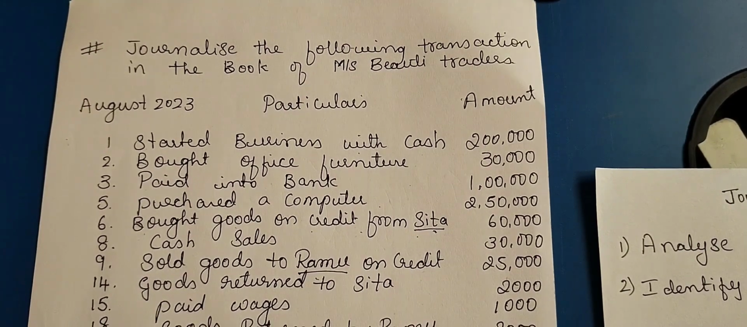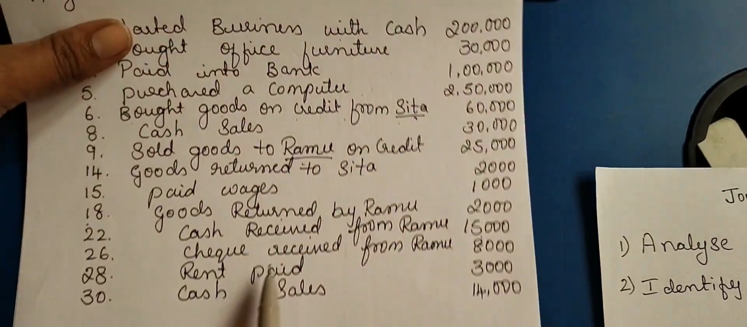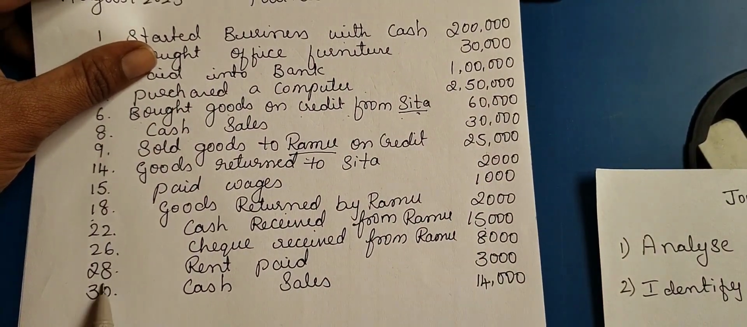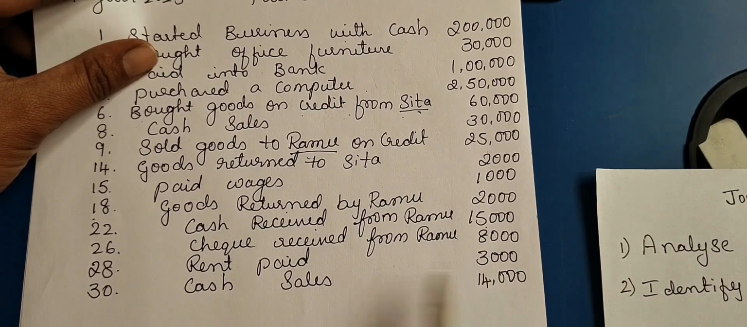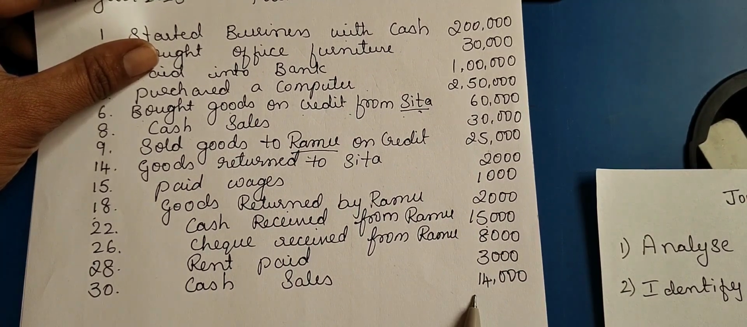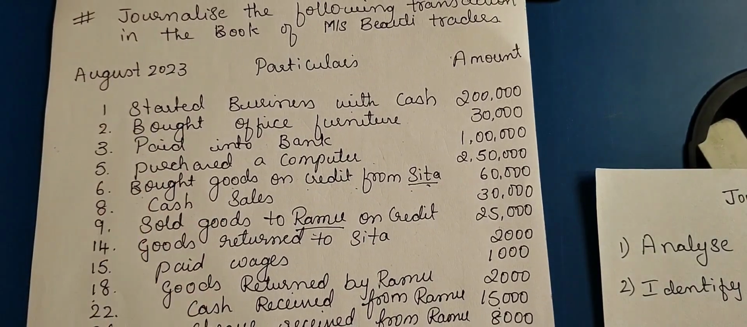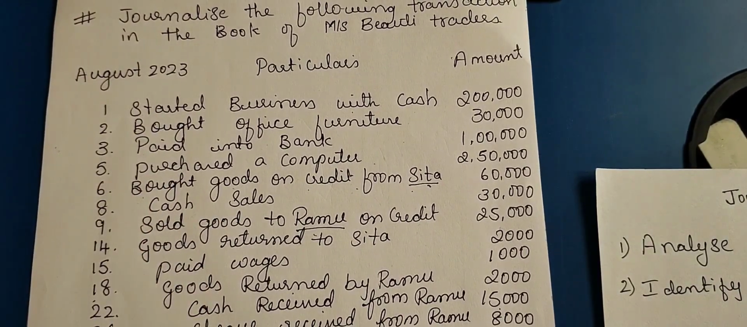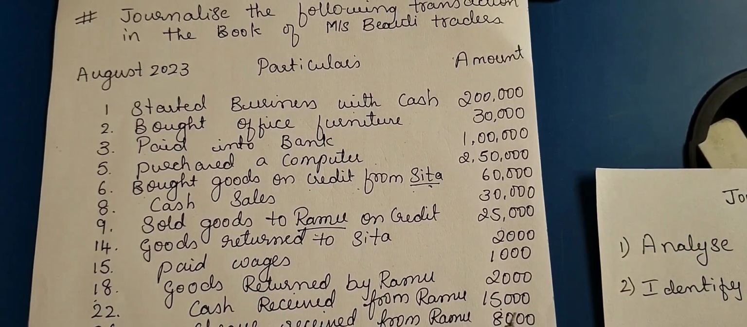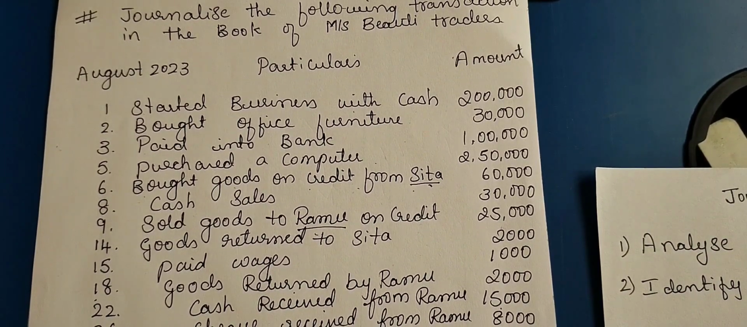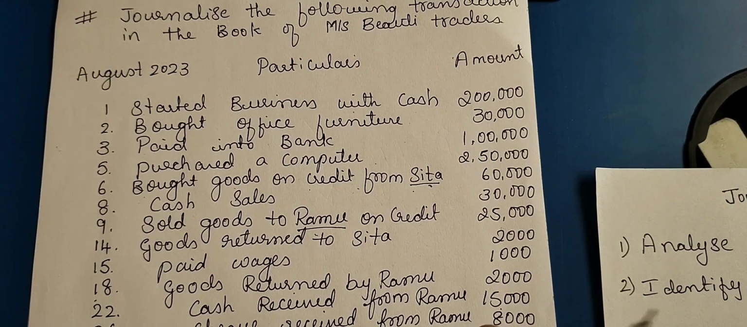22nd, cash received from Ramu 15,000. 26th, cheque received from Ramu 8,000. 28th, rent paid 3,000. 30th, cash sale 14,000. So these are the transactions of Miss Beauty Traders for the month of August. Now before journalizing these transactions, you are recording in the book of journal. Once you record, it is called the journal book. The transactions you have entered is called journalizing the transaction, and once you pass the entry it is called journal entry.